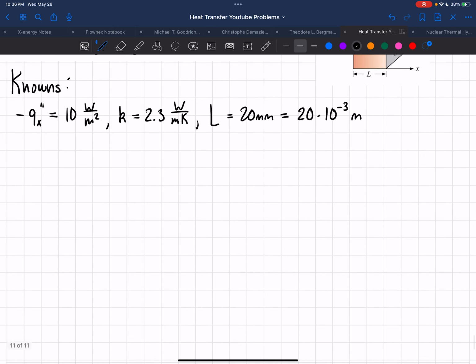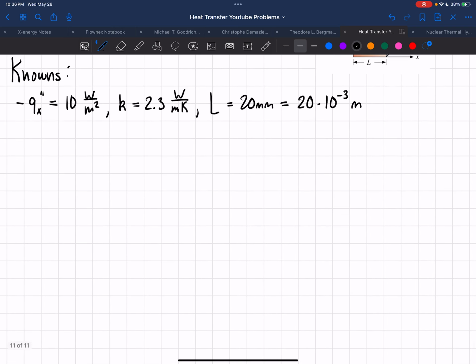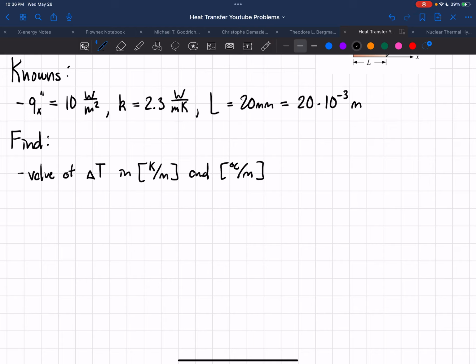So we'll now go ahead to our find, and we would like to find the value of the temperature gradient. So I'll put value of dT/dx in Kelvin per meter and in degrees Celsius per meter.